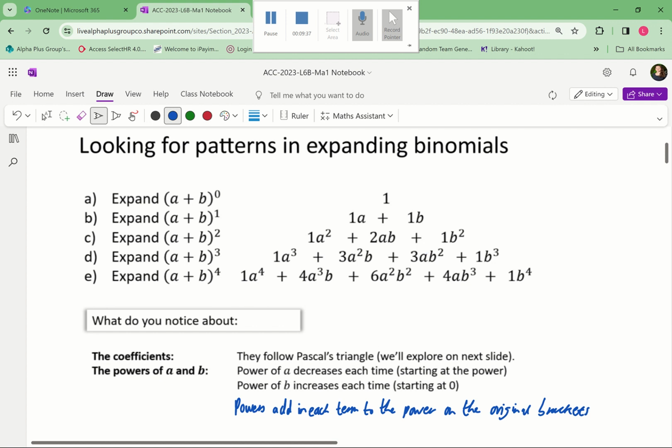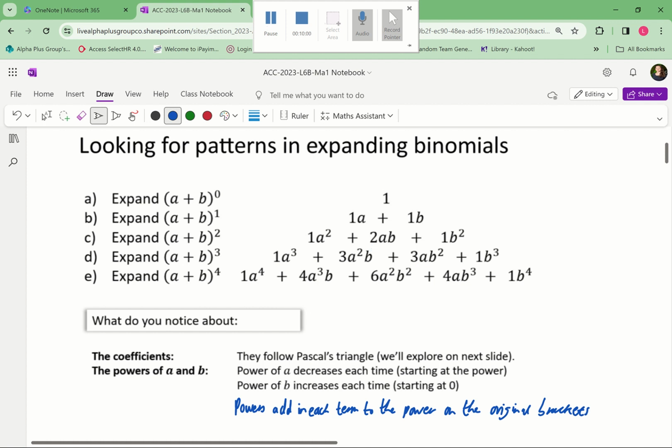So the power of a is decreasing by 1 each time, and the power of b is increasing by 1 each time. So technically in this first term here, I've got b to the power of 0. That's just 1. In the second term, I've got b to the power of 1, so the power is increased by 1. Then I've got b squared, power's increased by 1 in the third term, and power increases by 1 again in the last term.